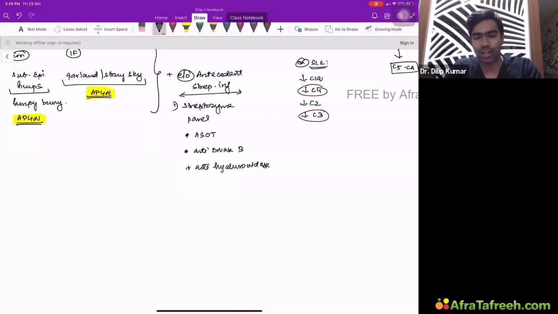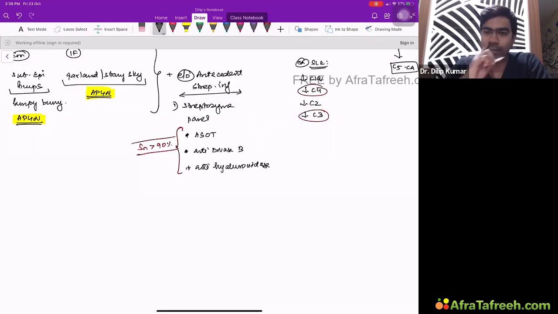Anti-hyaluronidase titers. Remember, once again, nothing like ASO titer is specific, anti-DNSB titers are specific. Again, it's the misinterpretation of what is given in the textbooks that usually creates confusion. Nothing is specific or nothing is sensitive. In reality, it's better to use all these three things. If you use all these three, the sensitivity becomes more than 90%.